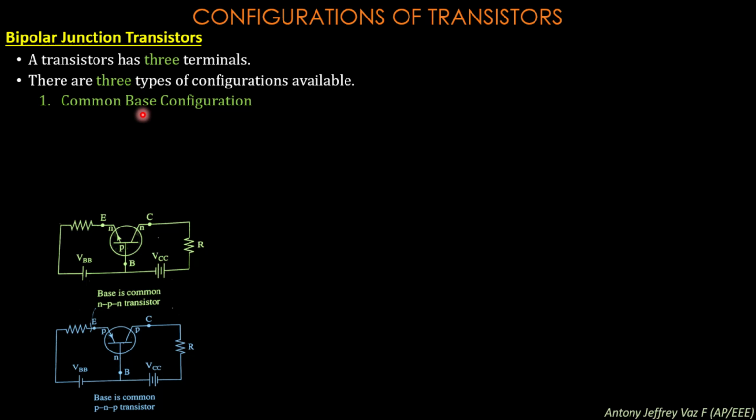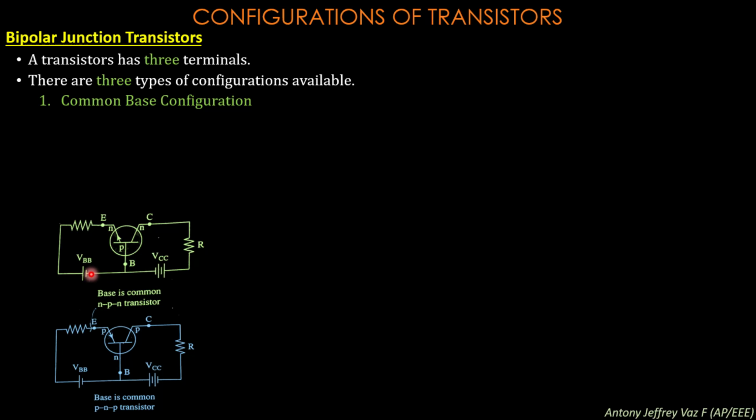So the first type is the common base configuration. Regarding the common base configuration, this is the configuration for an NPN transistor and this is the circuit connection for PNP transistors. Here you represent the transistor, and this is the emitter terminal, this is the collector terminal and this is the base terminal. Once you see the word common base, it means the base terminal is grounded. So the base terminal, this point, is grounded.